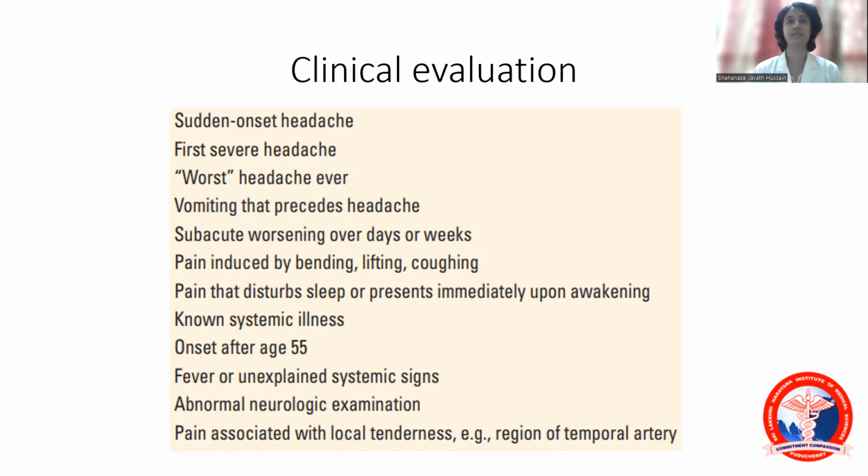People with known systemic illnesses like diabetes, hypertension, or any other immunological conditions require further evaluation of their headaches. People above 55 years, people with fever or unexplained systemic signs also require thorough evaluation of their headaches. And if there is any abnormal neurological symptom or sign, like weakness of an arm or weakness of one side of the face, that would advocate further testing or further evaluation of the headache.